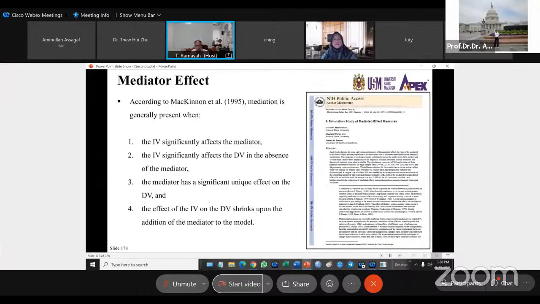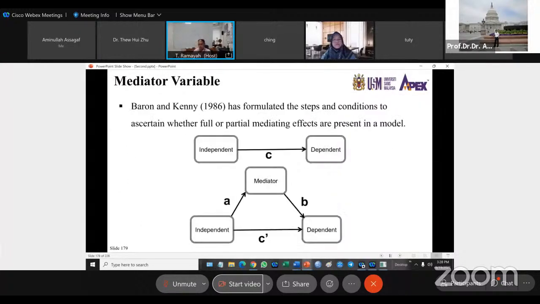And this is how you visualize your mediator. So here we have 2 models. The first one is your independent to dependent variable, which is denoted by C. This is called the total effect, C. This total effect will be decomposed into 2 components: the direct effect, C prime, and the indirect effect, which is A times B. So A times B is your indirect effect, and C prime is the direct effect.